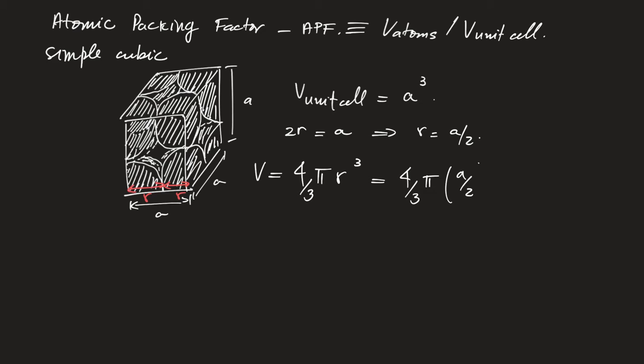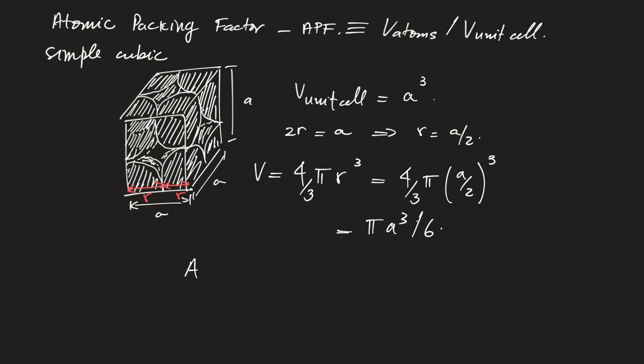And if we plug it into the volume expression, we have 4 over 3 pi times (a over 2) to the power of 3, and it gives us pi a cubed over 6, right?